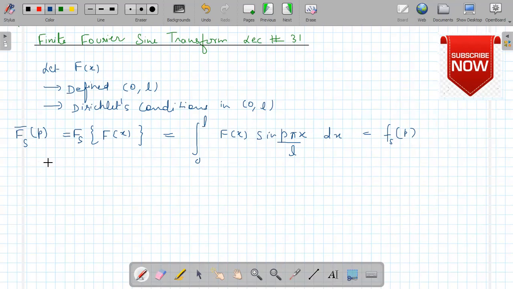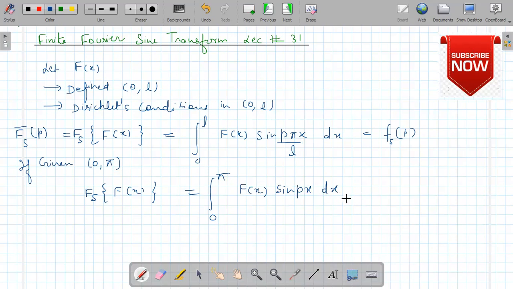If we are given the interval, say, 0 to pi, in place of L, then the finite Fourier sine transform of the function f(x) is defined as the integral from 0 to pi of f(x) sine(px) dx, where p is a positive integer or it may be 0 also.